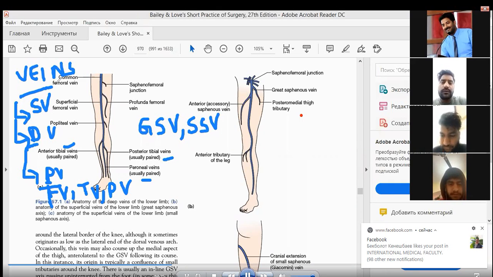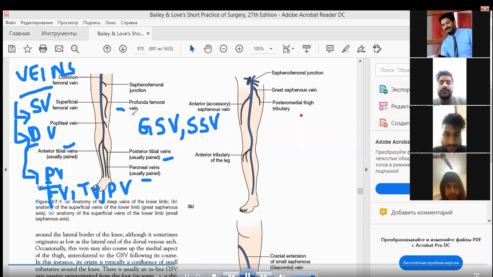So if anyone asks you about the veins of the lower limb, they are divided into two categories, superficial veins and deep veins. Superficial veins are your great saphenous vein and your short saphenous vein. Your deep veins are your popliteal vein, femoral vein, and tibial veins: the anterior tibial vein, posterior tibial vein, and peroneal vein. The profunda femoris vein is also a deep vein.